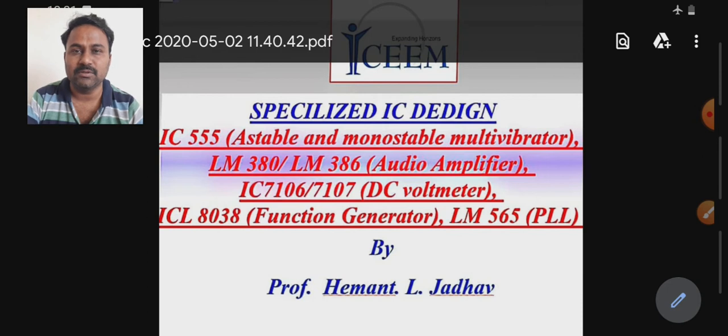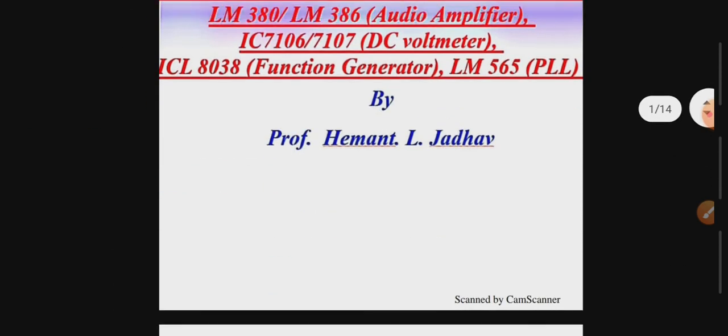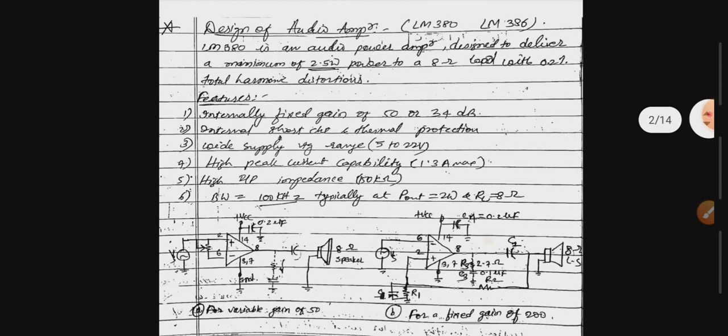In this video we will discuss the design of audio power amplifier, so you will be able to design your own audio power amplifier at your home for your mobile phone. So let us continue the design of specialized IC based circuits. That means in this segment, design of audio power amplifier using IC LM380. Then we will discuss the design of function generator using IC 8038 and then PLL design using IC LM565. So let us proceed further with the design of audio power amplifier using IC LM380.